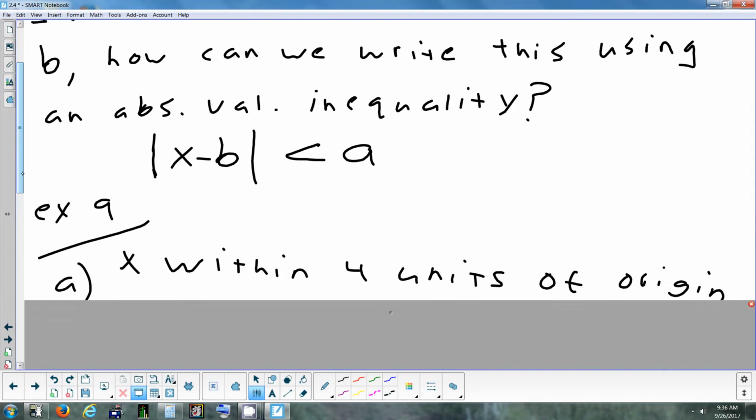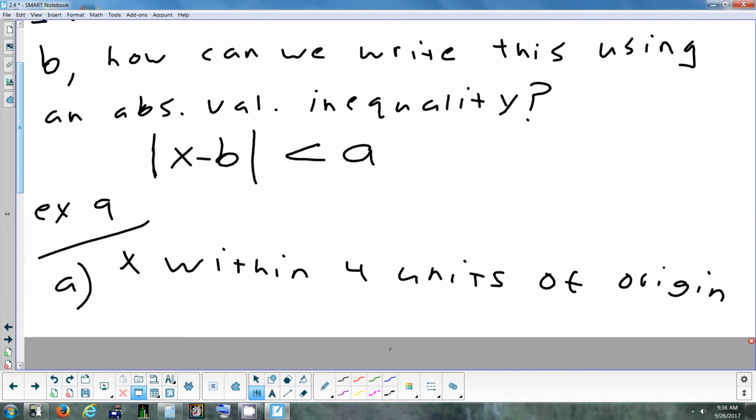So let's try this. I want to write an inequality that represents all values that are within 4 units of the origin. So what number would we use to represent the origin? 0. Yep, I'm going to use 0. So you could basically say within 4 units of 0.